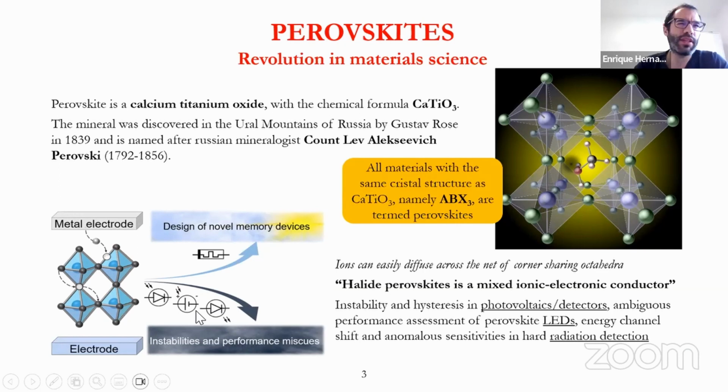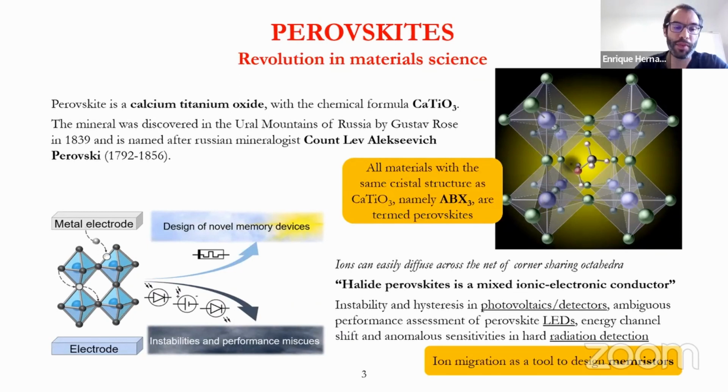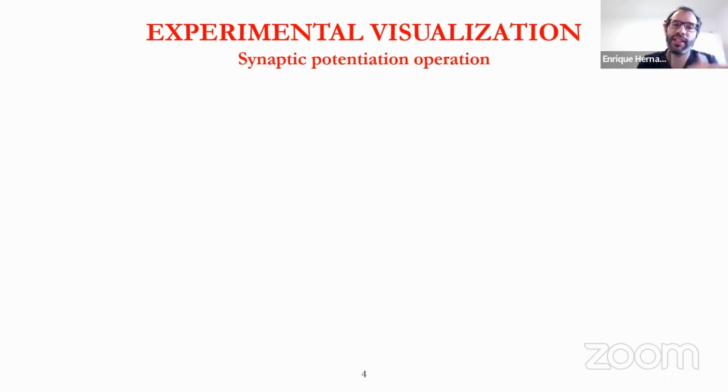At this point, it's necessary to say that there exists a unique case of exploiting ion migration as a tool to design emerging circuits or emerging memory technologies, as a resource for information storage and computing. With these two concepts explained, the perovskite and the long-term potentiation, we are going to visualize from an experimental point of view this long-term potentiation in this optoelectronic device.